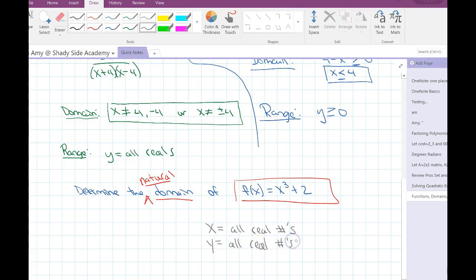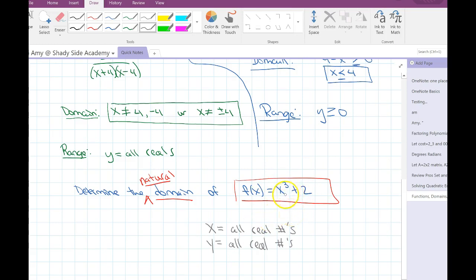Okay, maybe you're wondering, could y be 0? Yes, y could be 0 if x equaled the negative cube root of 2. If x was the negative cube root of 2, when I plugged in x, that would give me negative 2 plus 2 equals 0. All right, and you can kind of play around with that idea more.